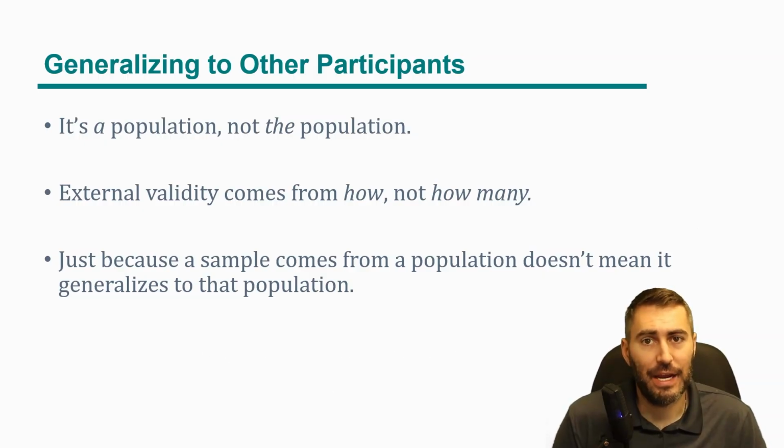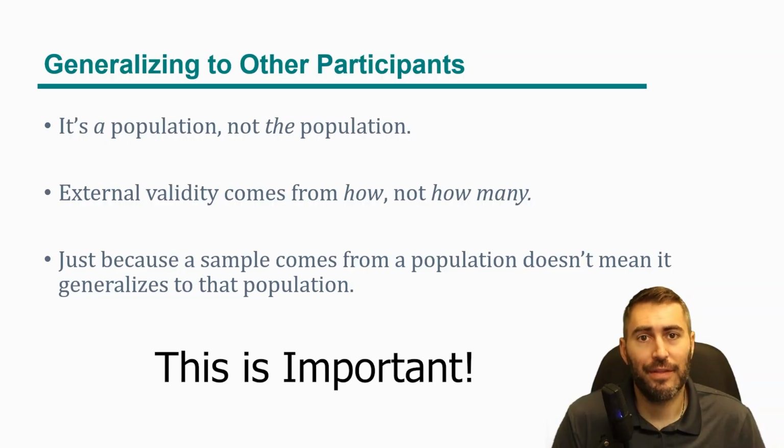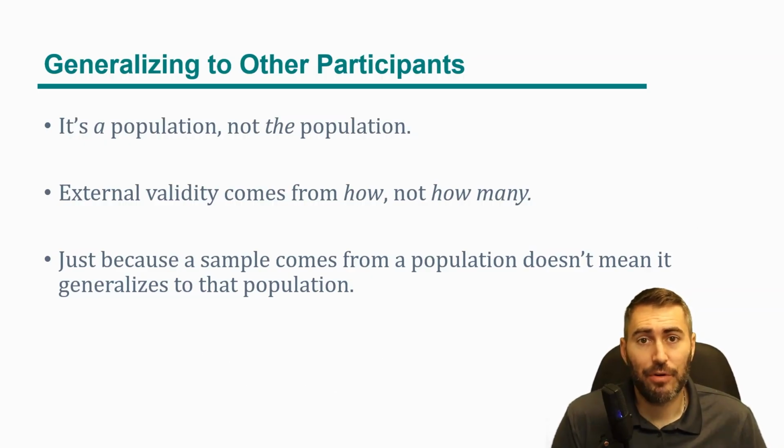How a sample is obtained, random sampling versus biased sampling, is more important than how many participants are in your sample. Just because a sample comes from a population doesn't mean it generalizes to that population either. It is incorrect to assume that just because a convenience sample includes some members of a population, for example, juniors in sororities or Democrats or motorcyclists, that it generalizes to all the members of that population.